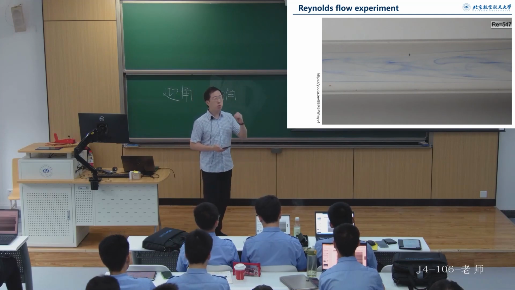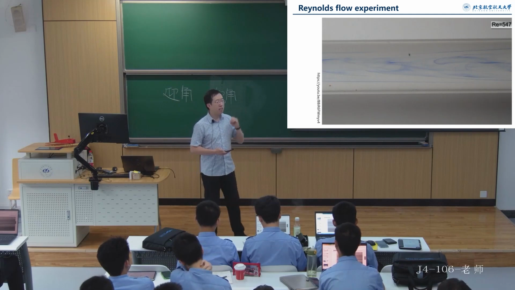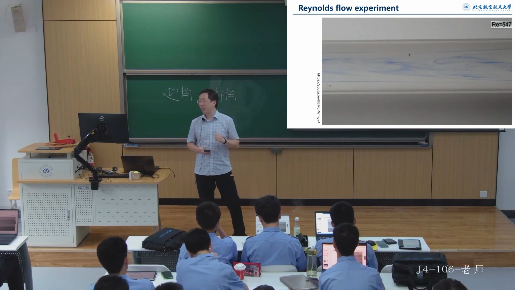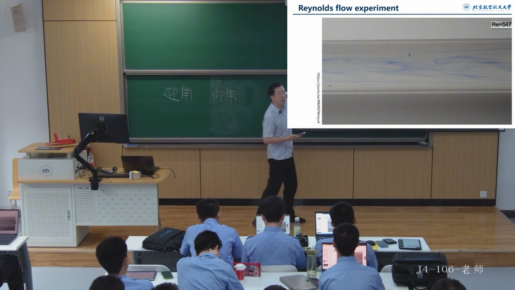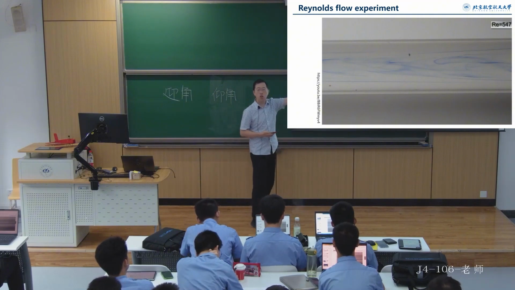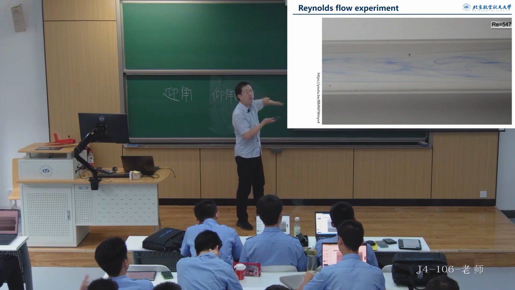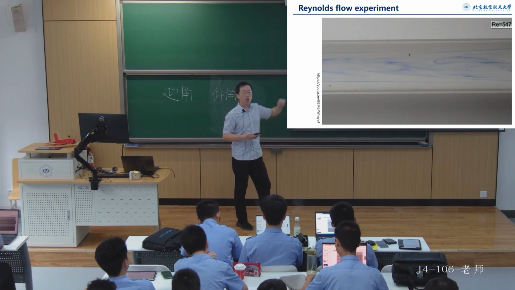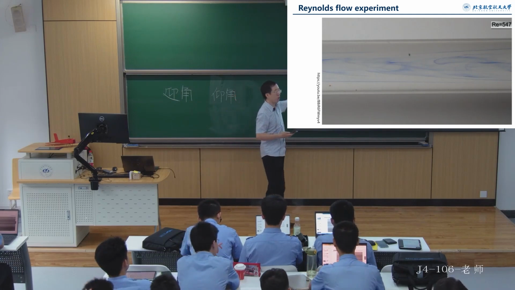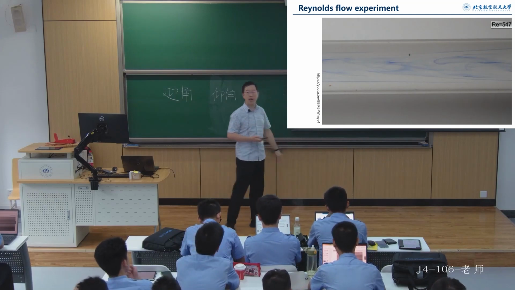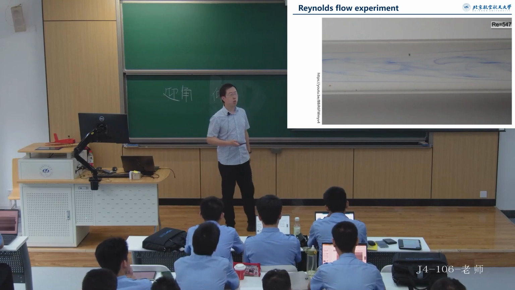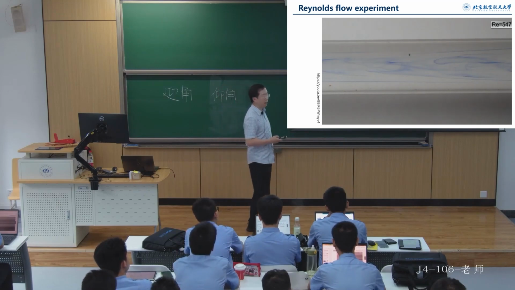When the Reynolds number is relatively small, the viscosity is relatively high. In this case, due to the effect of viscosity, the water flows layer by layer, maintaining a clear and distinct state. However, as the speed increases and the Reynolds number becomes larger, its mixing characteristics become very strong. This is the first phenomenon we can observe regarding the Reynolds number.